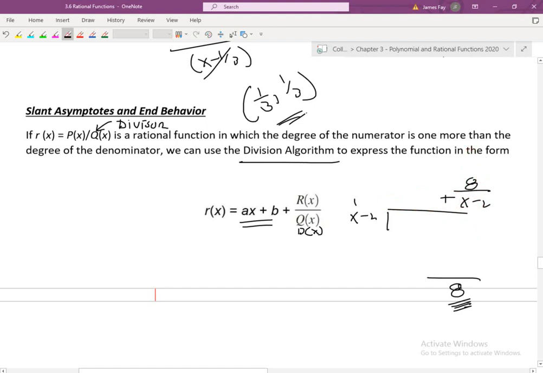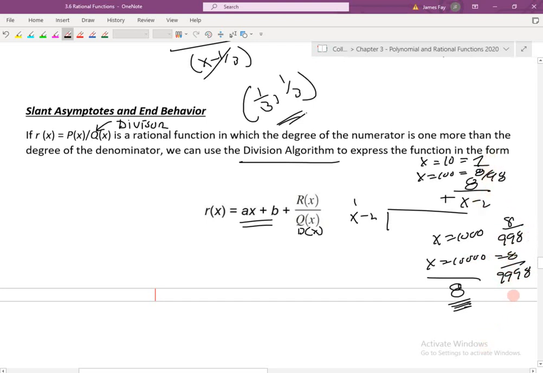We're interested in when x gets really, really big, right? When x is 10, doesn't this thing become 1? When x is 100, this becomes 8 over 98. When x is 1,000, it becomes 8 over 998. When x is 10,000, it's 8 over 9998. What's this quotient tending to? It's going to 0, right?